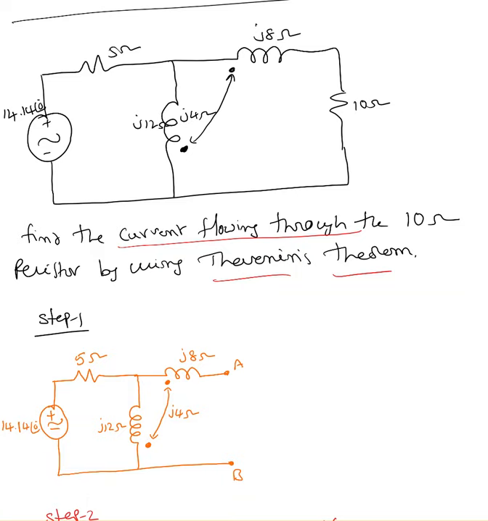Whenever you see Thevenin theorem, there are four important steps. Step 1, remove the element where we need to find the current, voltage or power, and then keep them as open terminals. I'm going to label them as AB.